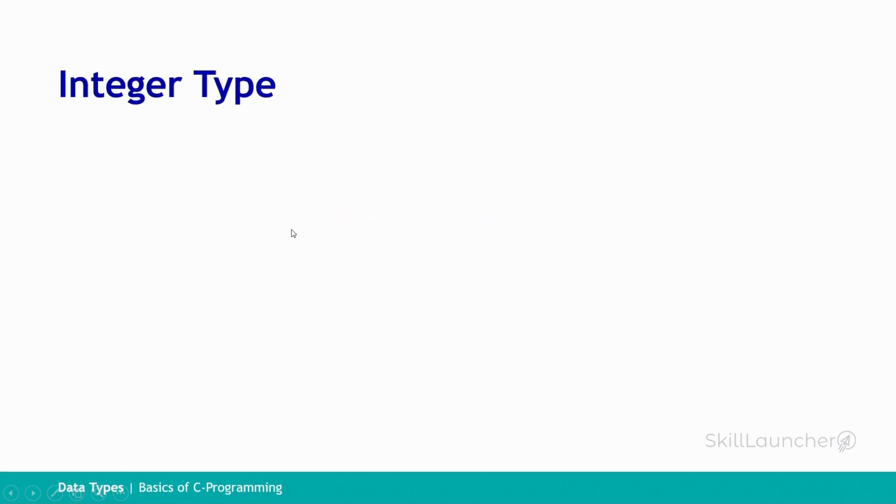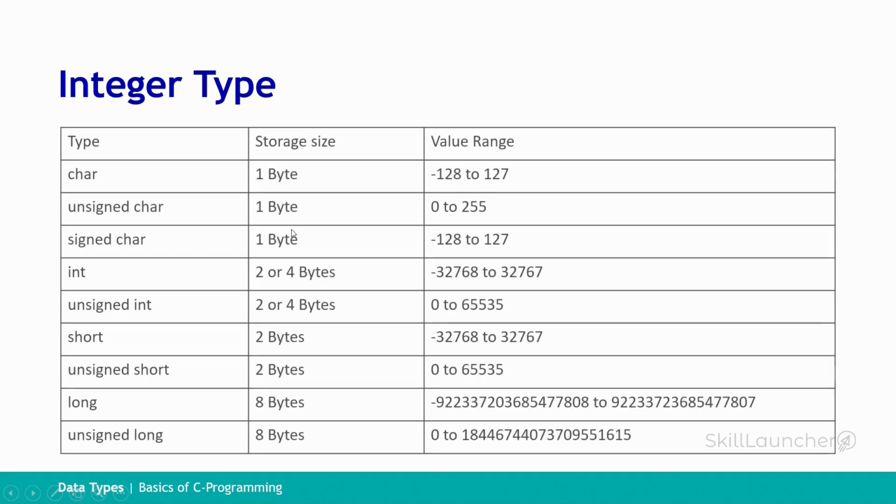Let us first see all the integer types of data. This is the list of all the integer types of data. It starts with character. Character is considered as integer type because a character is stored in the form of its ASCII value. Each character has its own ASCII value.